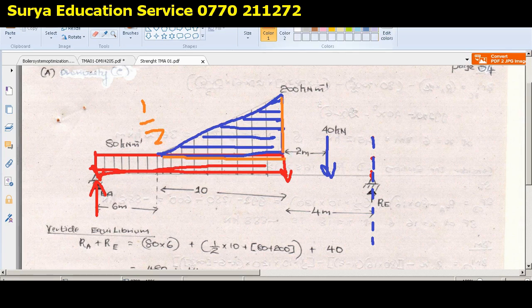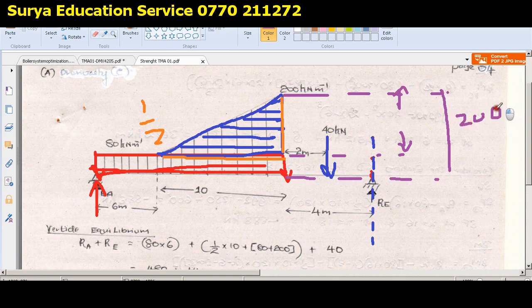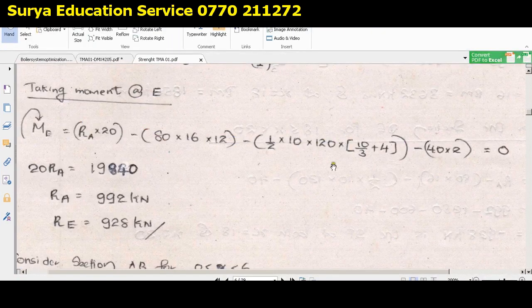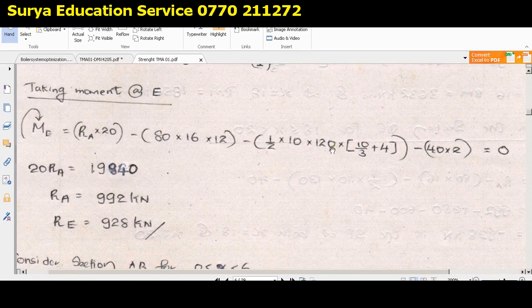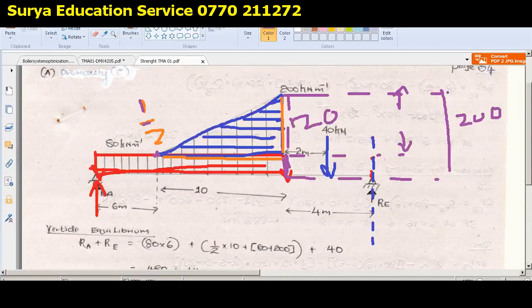Now how can you find this height? Because you know this total length is 200, and you know this portion is 80. So what is this height? It would be 120. Here it's a point. So now you know half into base into height. What is the base? That is 10. So that is how you are getting this one, half into base 10 into height. The height is 120 as I have mentioned over here. So that is the total load.